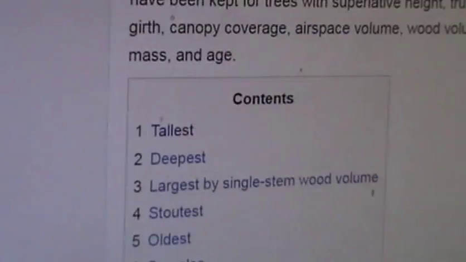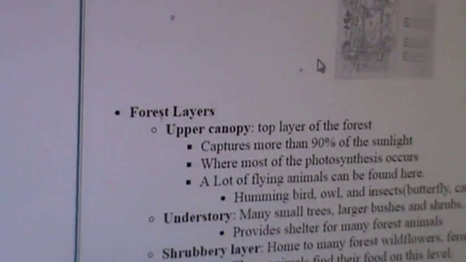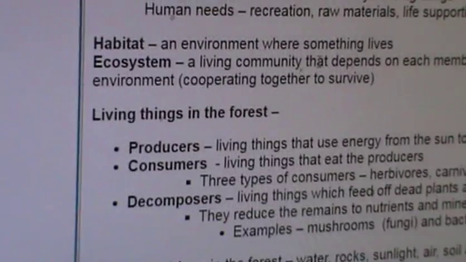Alright, it's better to solve the tree parts. Cool. Alright.